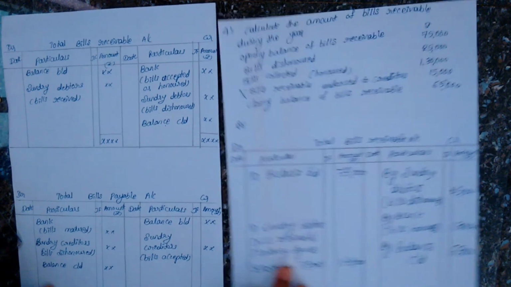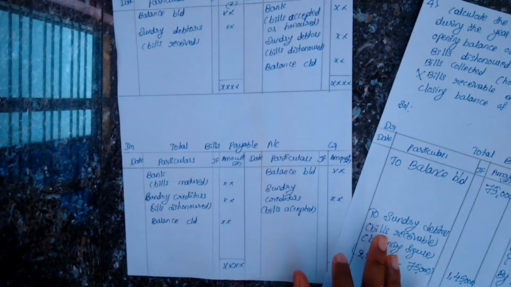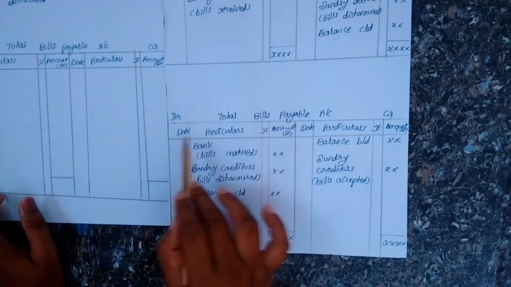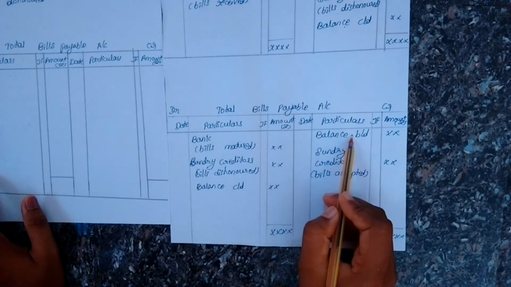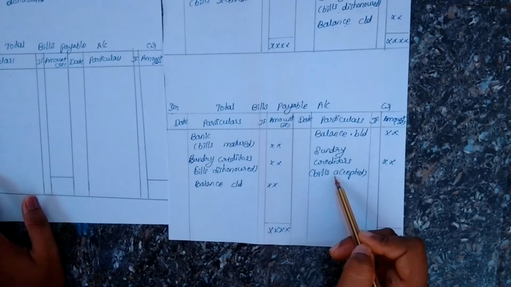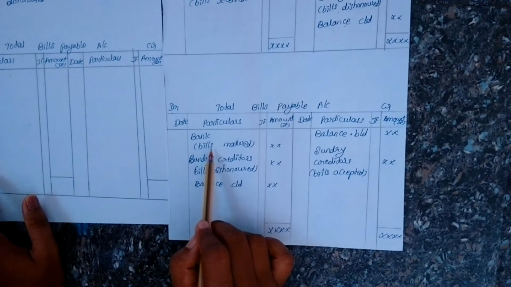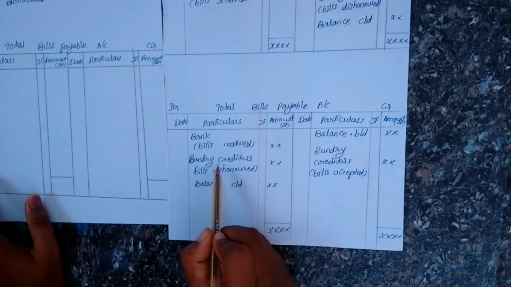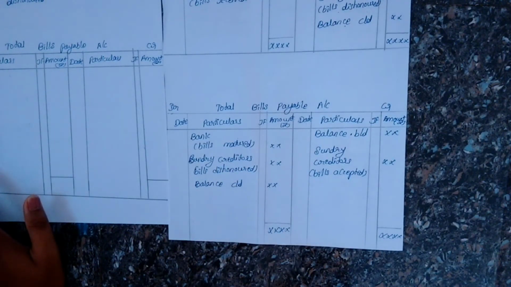Last one is the format for the total bills payable account. Same, date, particulars, JF, amount, date, particulars, JF, amount. Balance brought down, it is the balance at the beginning, opening balance. Next, sundry creditors. If the bills are accepted, then we have to write in the credit side. Next, in the debit side, bank, if the bills matured. Next, if the bills are dishonored, write it as sundry creditors. Last, balance carried down, that is the balance at the end, or we can say the closing balance of bills payable.